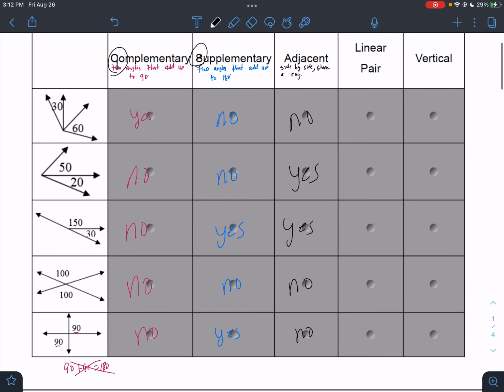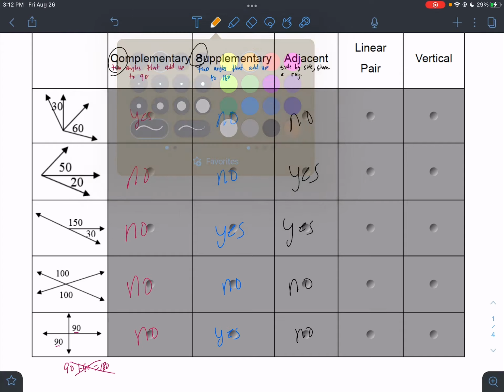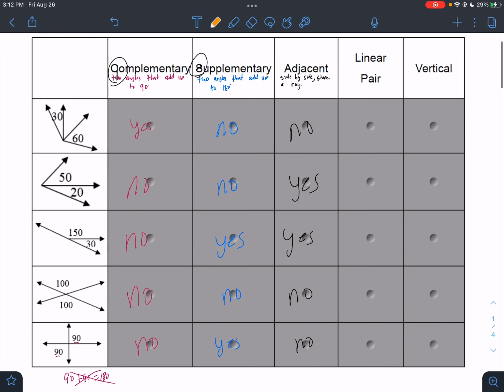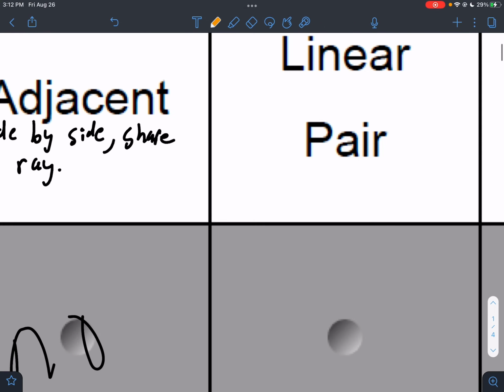So the first three situations, not too complicated for most people. Side by side share a ray. Maybe that gets a little confusing sometimes. But linear pair and vertical, those can be a little bit harder to understand for a lot of people. So linear pair, what is a linear pair?